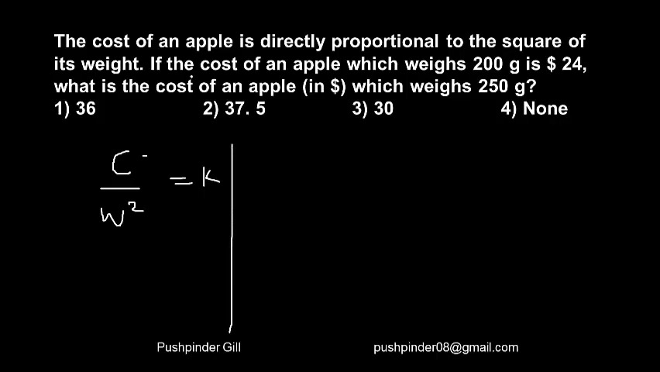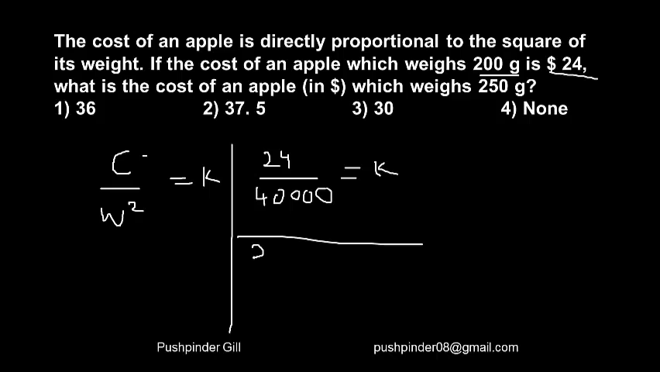He's saying if the cost of an apple which weighs 200 gram is $24. So that means 24 divided by 200 squared, which is nothing but 24 upon 40000, is equal to the constant. Fine. What is the cost of an apple which weighs 250 gram? Now this is the value of the constant over here.